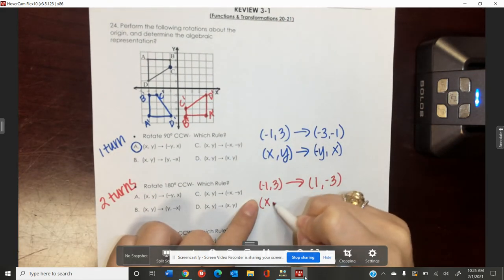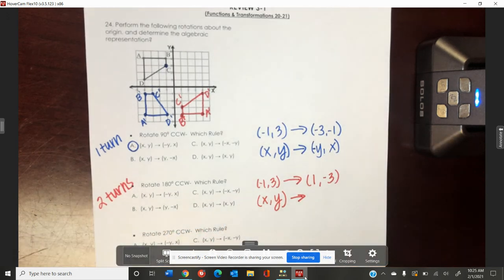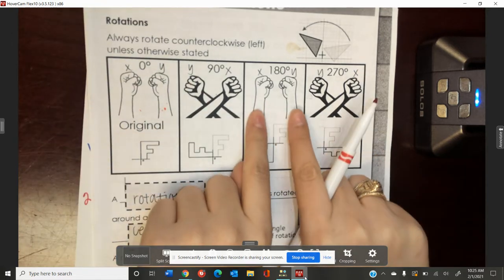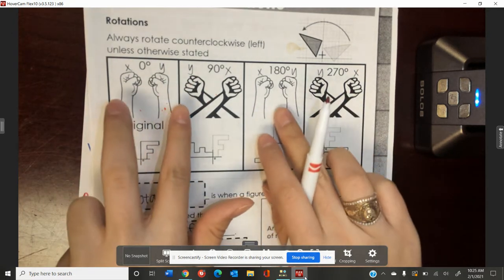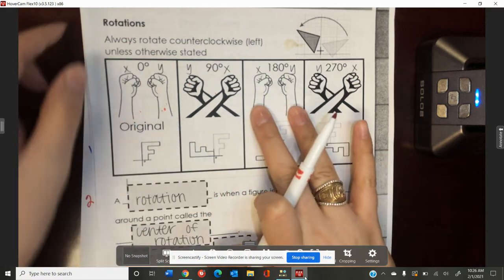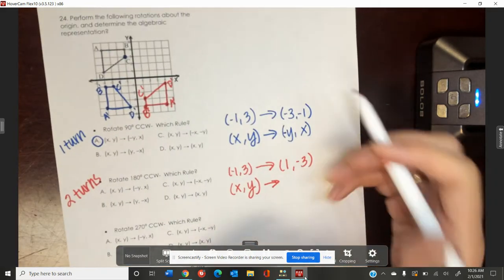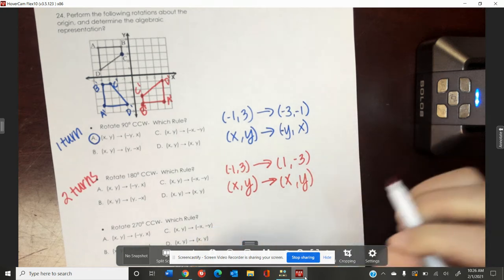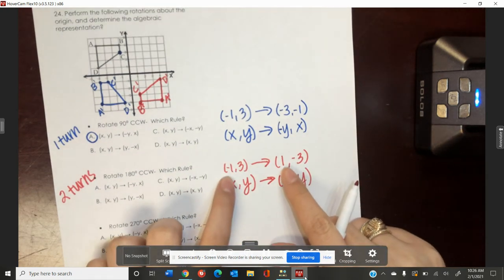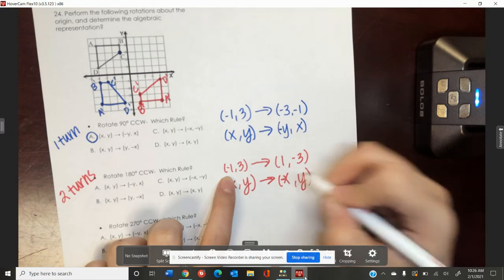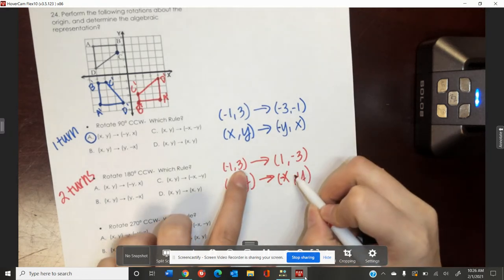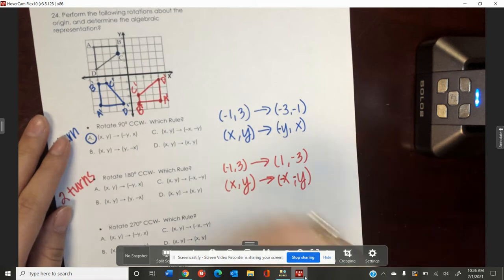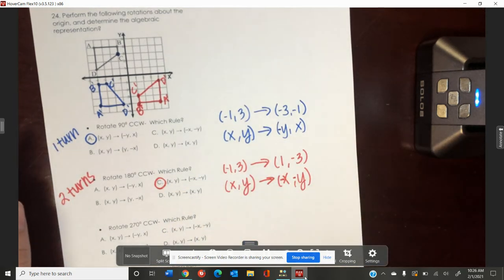Now, remember, we always start off with X and Y here, and this transforms too. So again, going back to our rotation notes, we see that with a 180-degree rotation, X comes before Y. So with 0 degrees, X comes before Y, and with 180 degrees, X comes before Y. So here, X, Y, and now I need to see what stayed the same and what changed. I went from a -1 to a +1, so that changed. And then I went from a 3 to a -3, and that also changed. So here, letter C is going to be our answer.